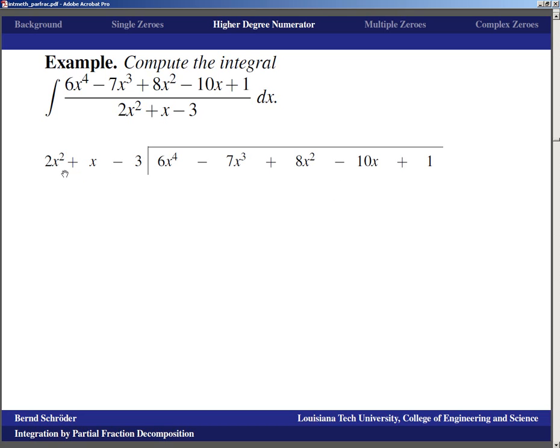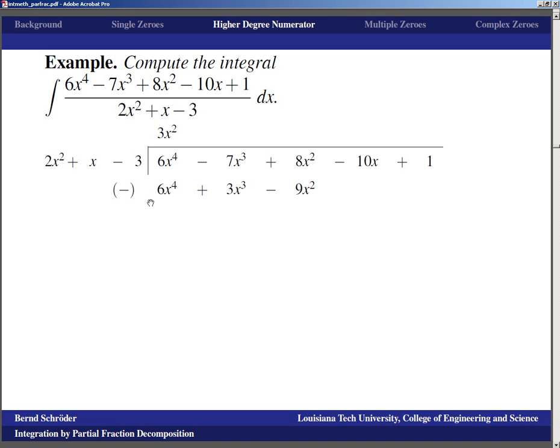Well, let's see. We're always looking at the leading terms, right? 6x to the 4th divided by 2x squared is 3x squared. So the division gives us a 3x squared. And now we take 3x squared times the divisor and subtract that off the numerator here. So 3x squared times 2x squared is 6x to the 4th. 3x squared times x is 3x cubed. And 3x squared times negative 3 is negative 9x squared. And we want to subtract that.